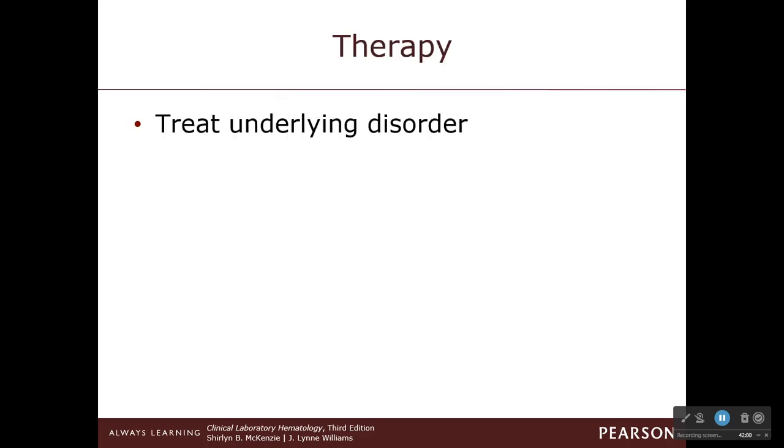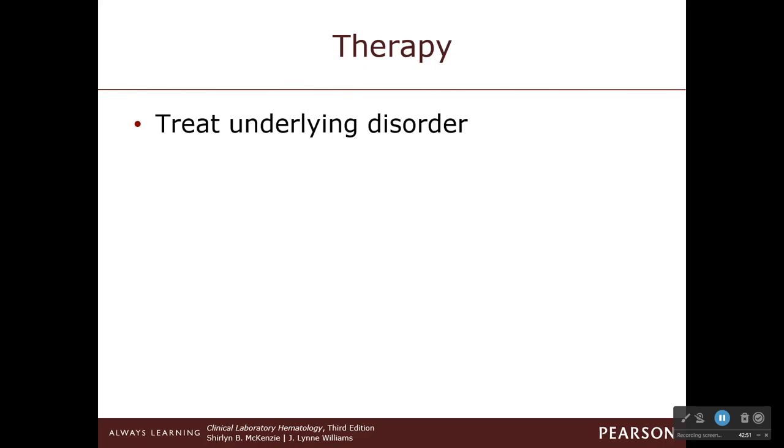Okay, treatment. The most important thing in therapy is to treat the underlying disorder. Whatever's causing it. Remember, anemia is a symptom. It is not a disorder. It is a symptom of a disorder. So you fix the disorder, you fix the anemia. Depending on what's causing it, if they're being exposed to lead or some other toxin, remove the toxin. If they're not eating enough, provide them with food. So treatment of the underlying disorder is the best therapy for IDA.